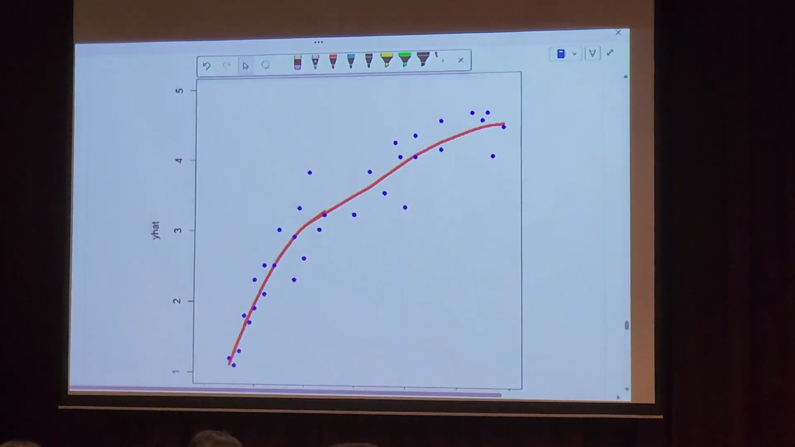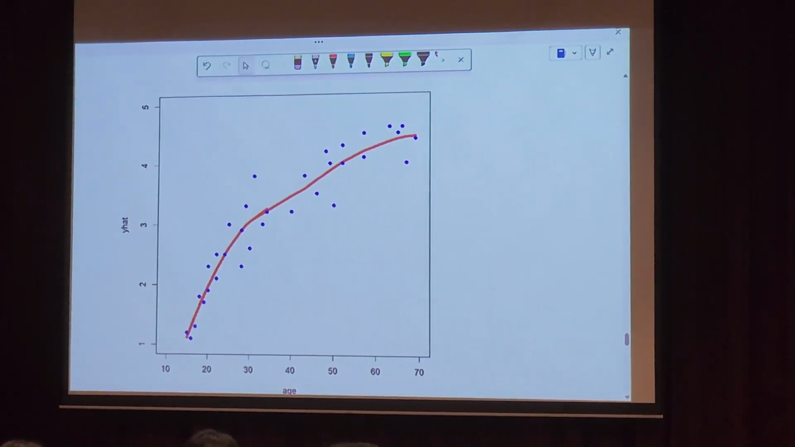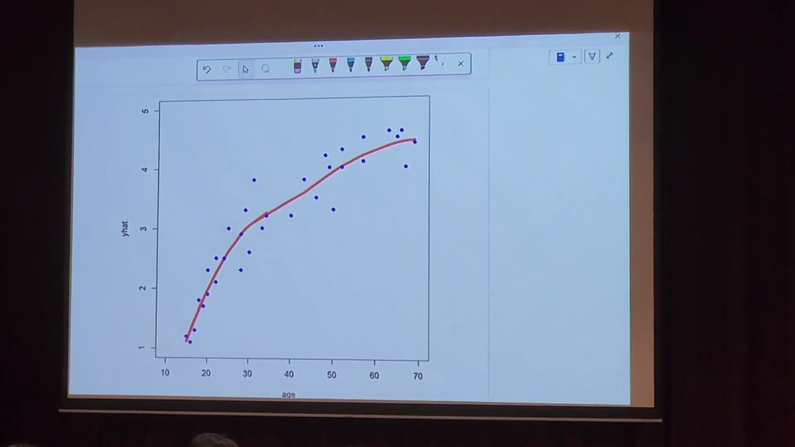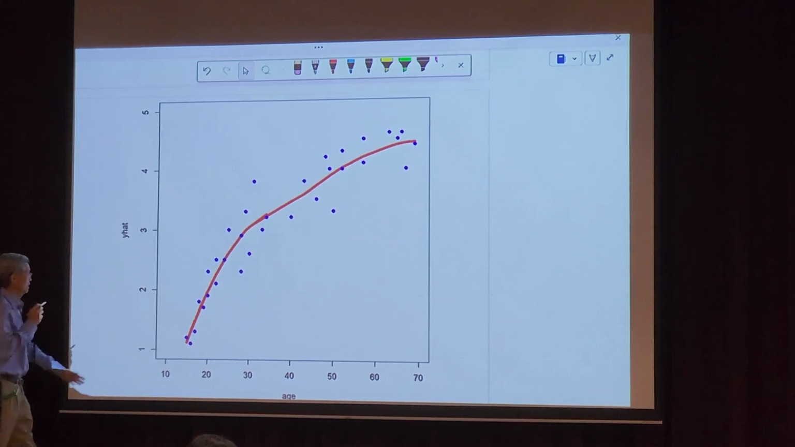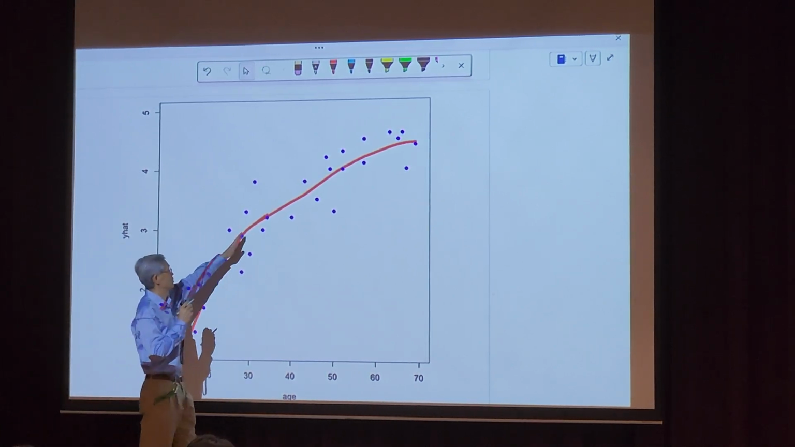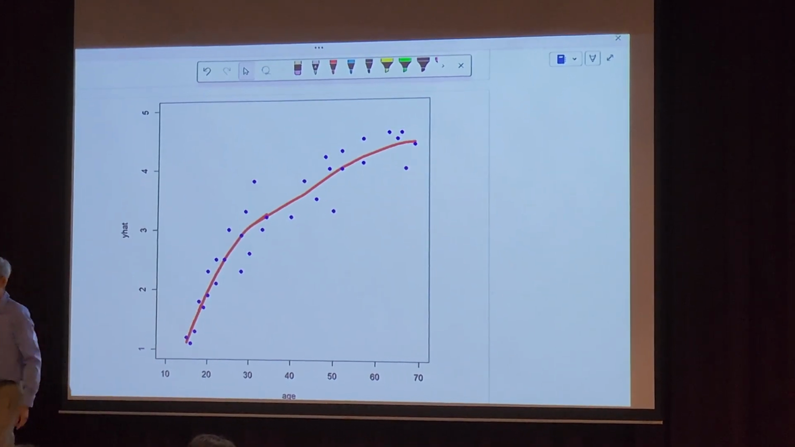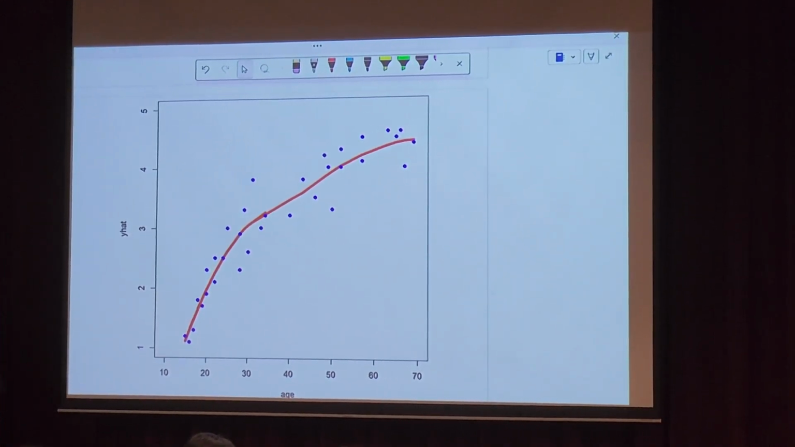So this is what I get. So what do you think? You know, the fit looks fantastic as far as I'm concerned. It passes through the points closely. I have no complaint. Do you?